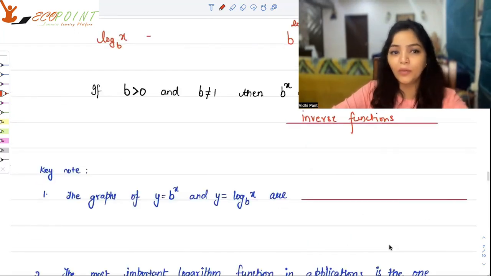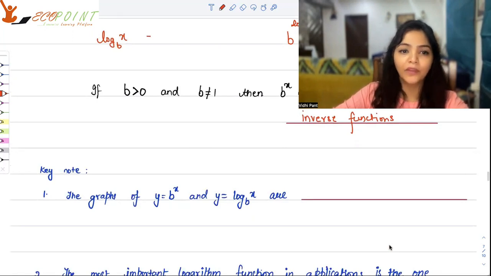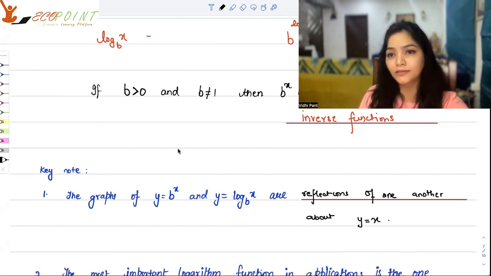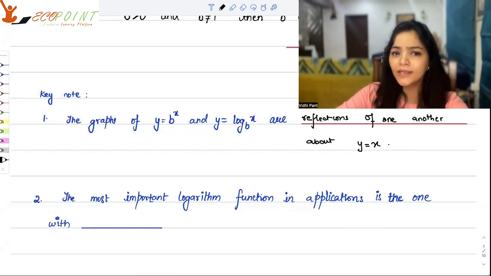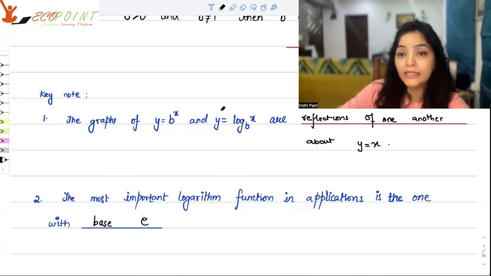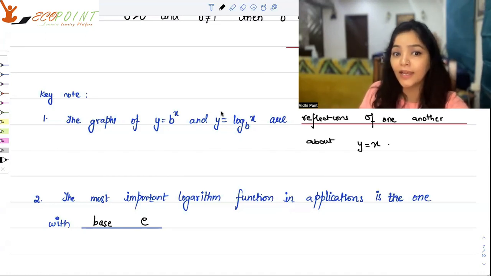The keynotes that I want you to write down right now. The graphs of y equals b to the power x and y equals log of x with base b are reflections of one another about the line y equals x. The most important logarithm function in applications is the one with base e, which is the natural exponential, as we say, and we call this logarithm function with base e the natural logarithm.